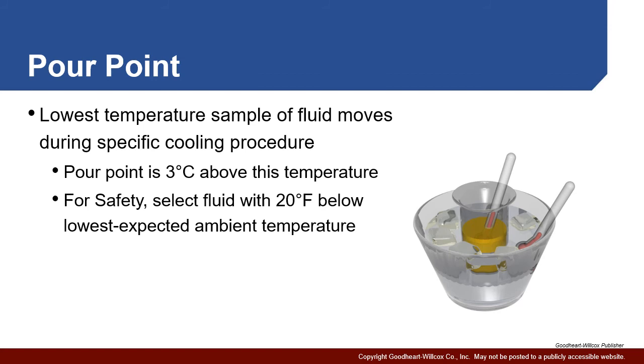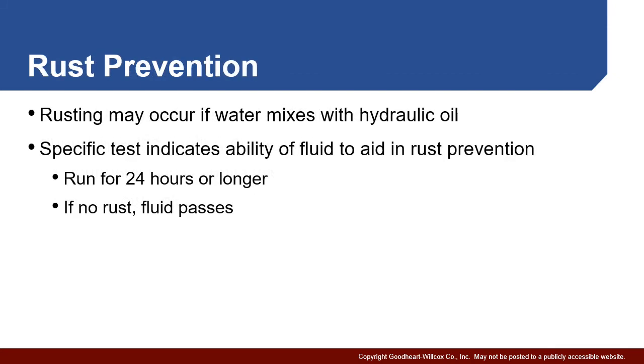In terms of your actual pour point for your hydraulic system, however, you want to make sure that you select a fluid that has a pour point at least 20 degrees below your lowest expected temperature. The fact is, once you start getting very close to the pour point, the fluid gets extremely thick and essentially loses all functional flowability. One of the desirable properties we'll be looking for in our fluid is rust prevention.